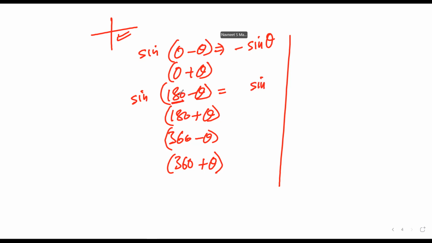180 minus theta is in the second quadrant. In the second quadrant, sine is positive. Therefore, this would be positive sine theta. Any doubt? No.